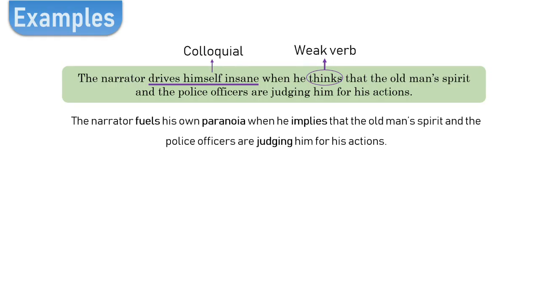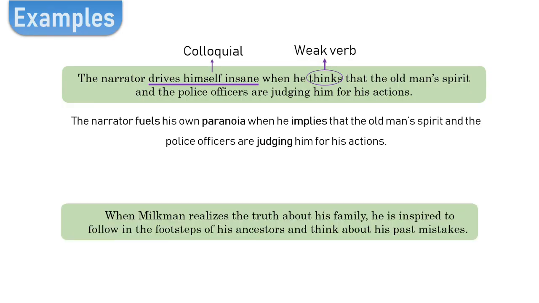The second example is a sentence from a literary analysis essay about the book Song of Solomon by Toni Morrison. Here's the sentence: "When Milkman realizes the truth about his family, he is inspired to follow in the footsteps of his ancestors and think about his past mistakes." First off, the phrase "he is inspired to" is an example of passive voice because something is being done to Milkman rather than Milkman doing something himself. So we're going to change that.